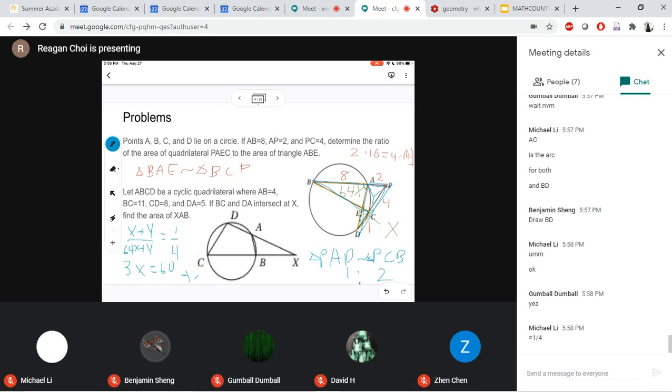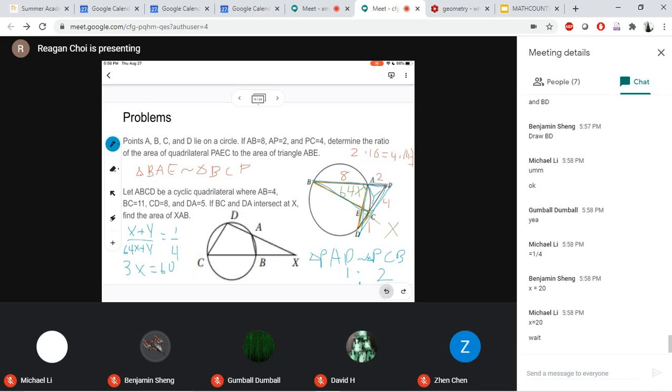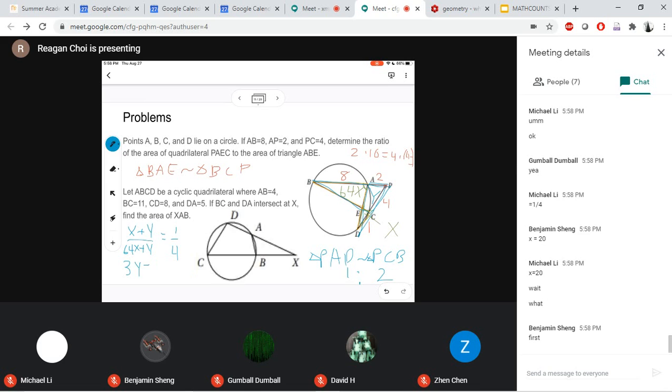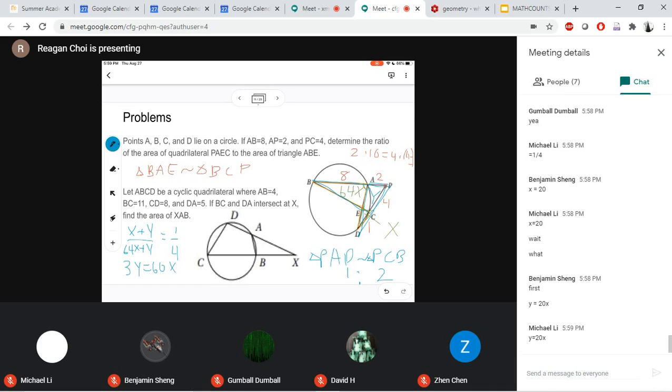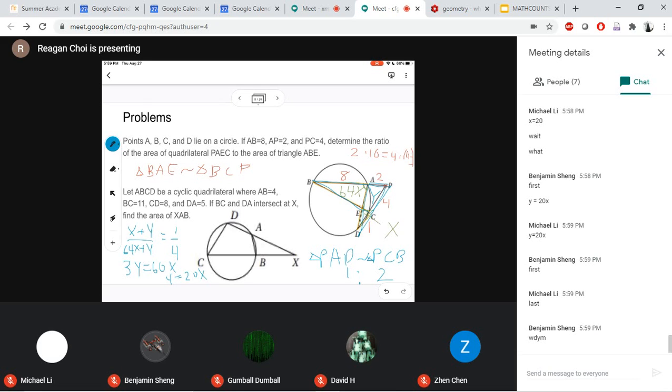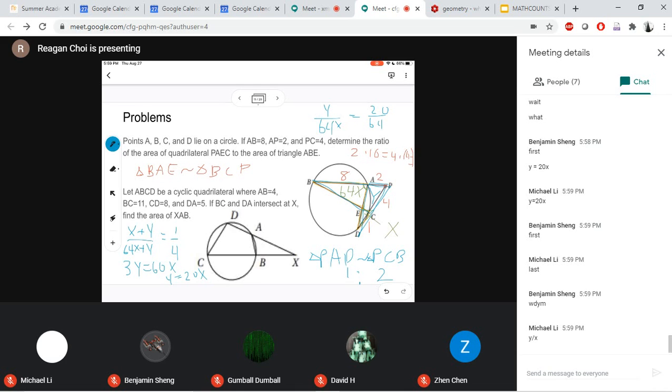And from here you get, actually no, that's not it. 3y equals 60x. Yeah, that's better. y equals 20x. And from here you can find the ratio. What you want to find is y over 64x equals 20 over 64 equals 5 over 16. I probably went too fast for that, so feel free to ask any questions.